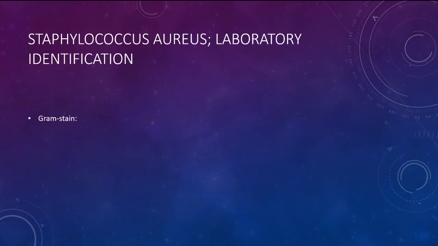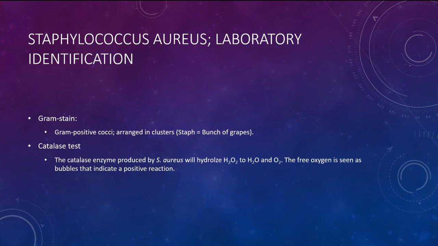Further on to the lab identification, if we do the gram stain, we will see gram positive cocci arranged in clusters. As we previously talked about, staph means a bunch of grapes, they are arranged in a cluster shape. The catalase enzyme produced by Staph aureus and other bacteria will hydrolyze hydrogen peroxide and produce water and oxygen. This oxygen will be visible as bubbles coming out of the hydrogen peroxide solution, and it indicates a positive reaction.